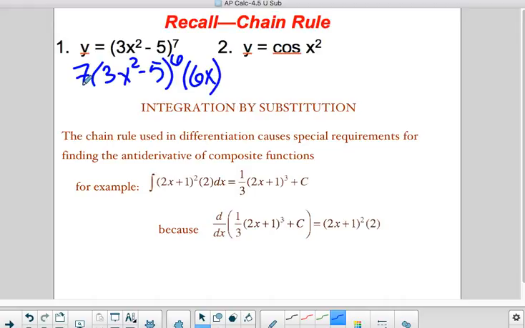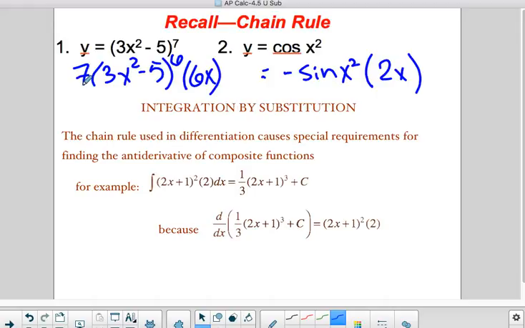On the second one, is the cosine value squared or the x squared? X is squared. Remember, if it was the other way, it would be right there. So what is the derivative of cosine? Negative sine of x squared times 2x. Perfect.